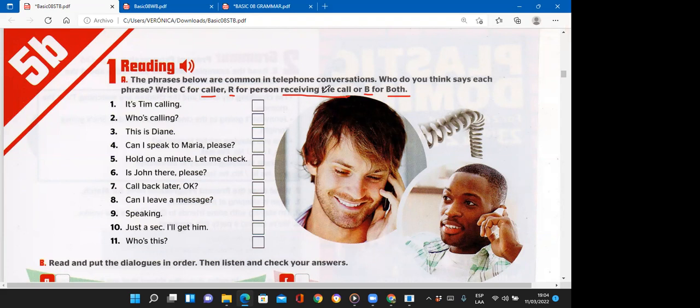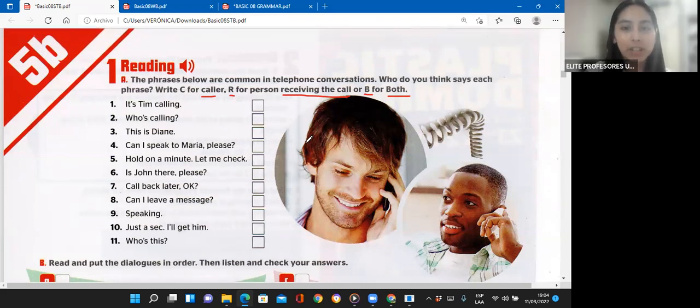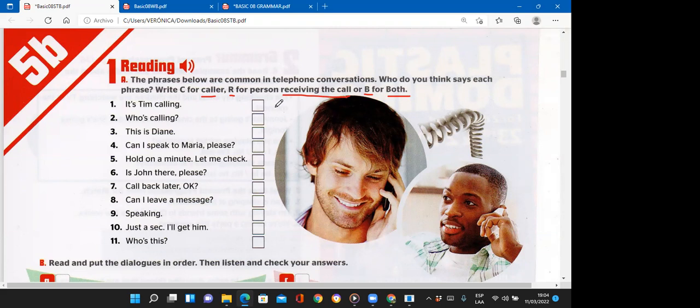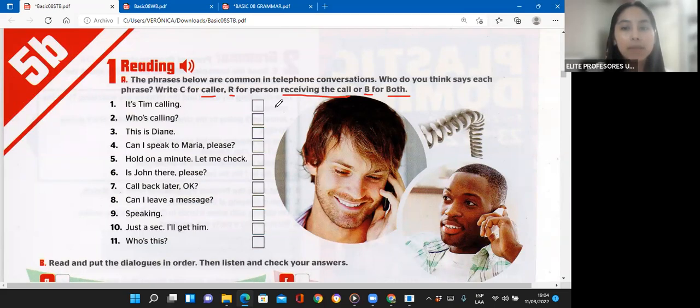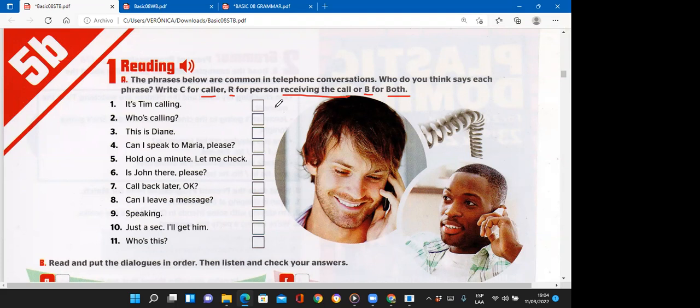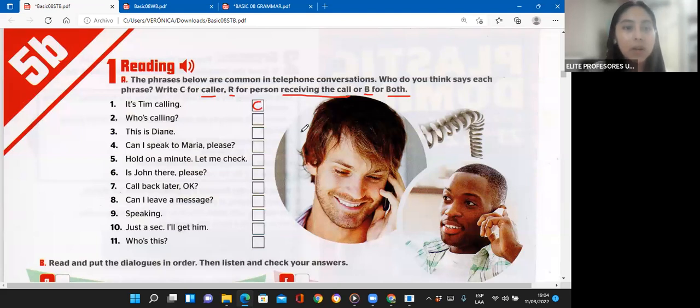Together. Okay, together. Let's start. It's Tim calling. C, R, or B? C. R. C. R. It's Tim calling. Okay, I'm going to call Carla. Hi, is this Carla? Say whatever you want, Carla. Yes, it is, something like that. Okay, it's Maya calling. Am I the caller or the person receiving the call? The caller. The caller, that's right. Who's calling? Who's calling, says Carla. R, that's right.